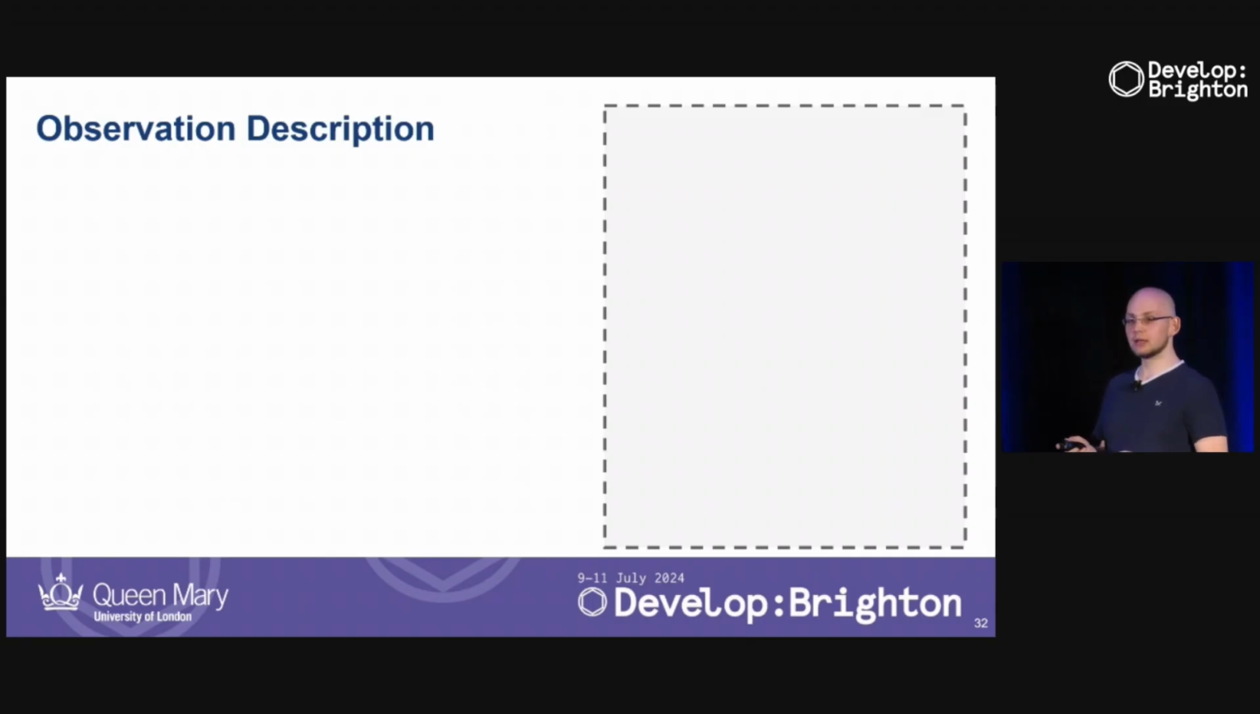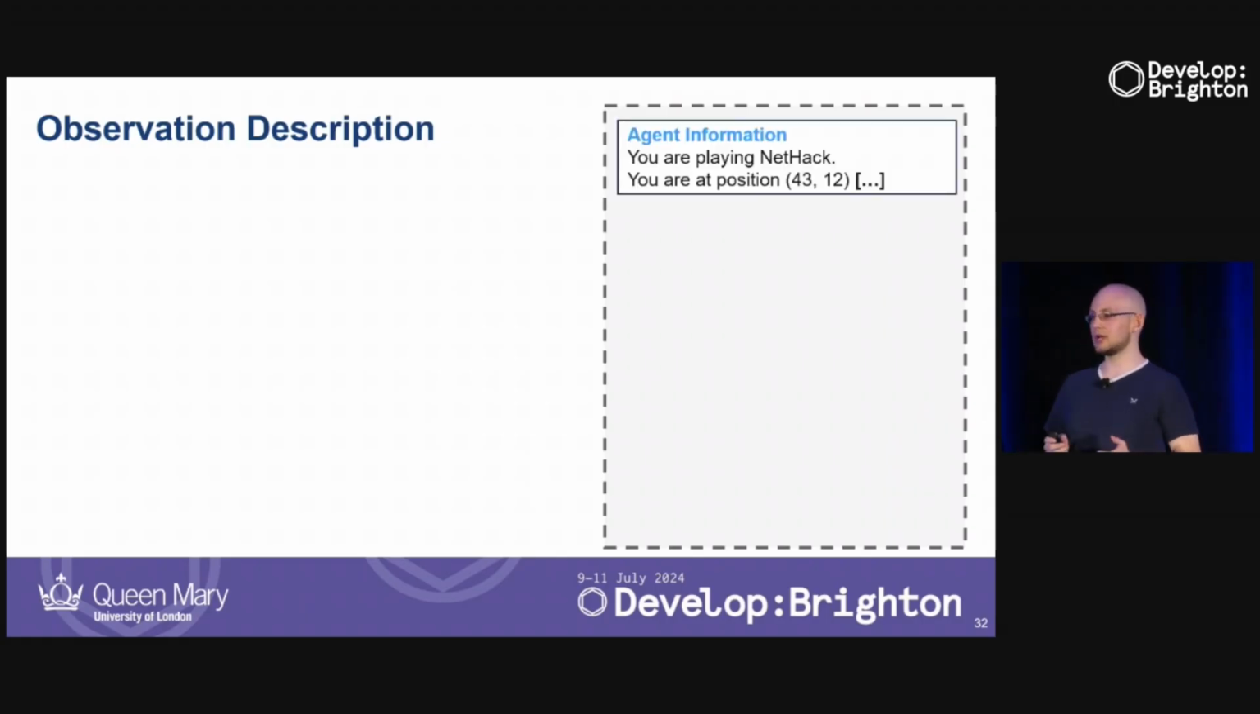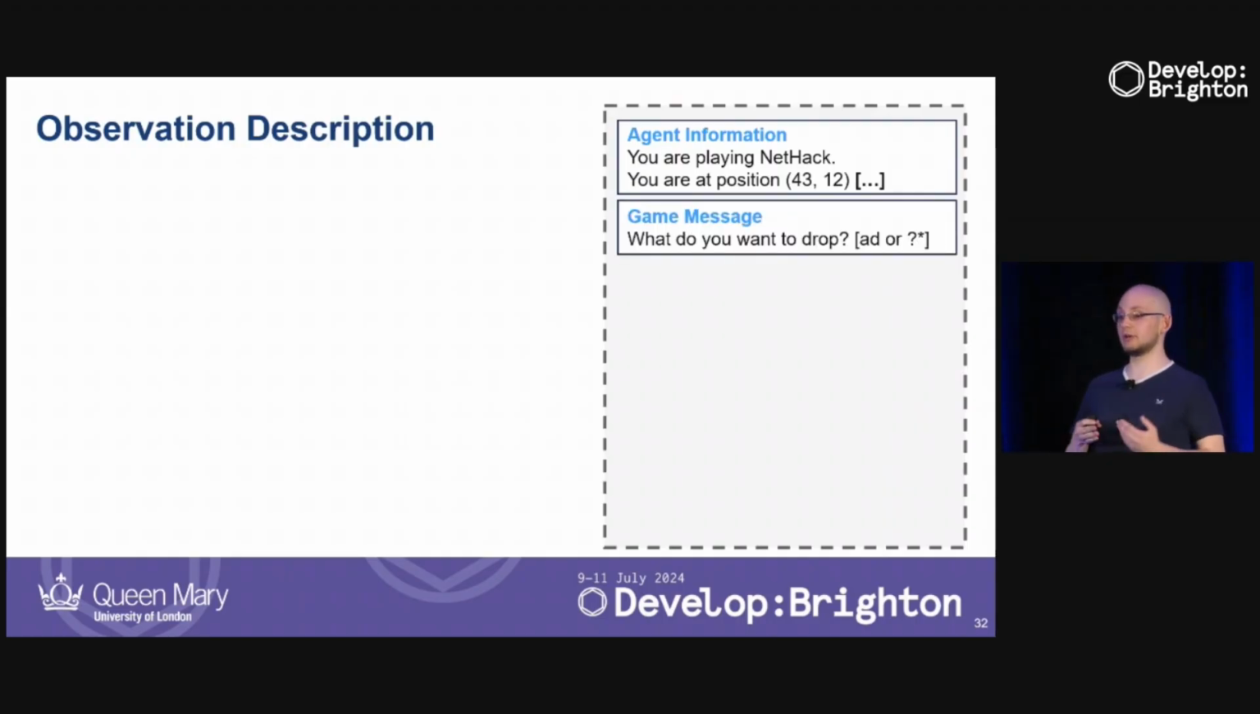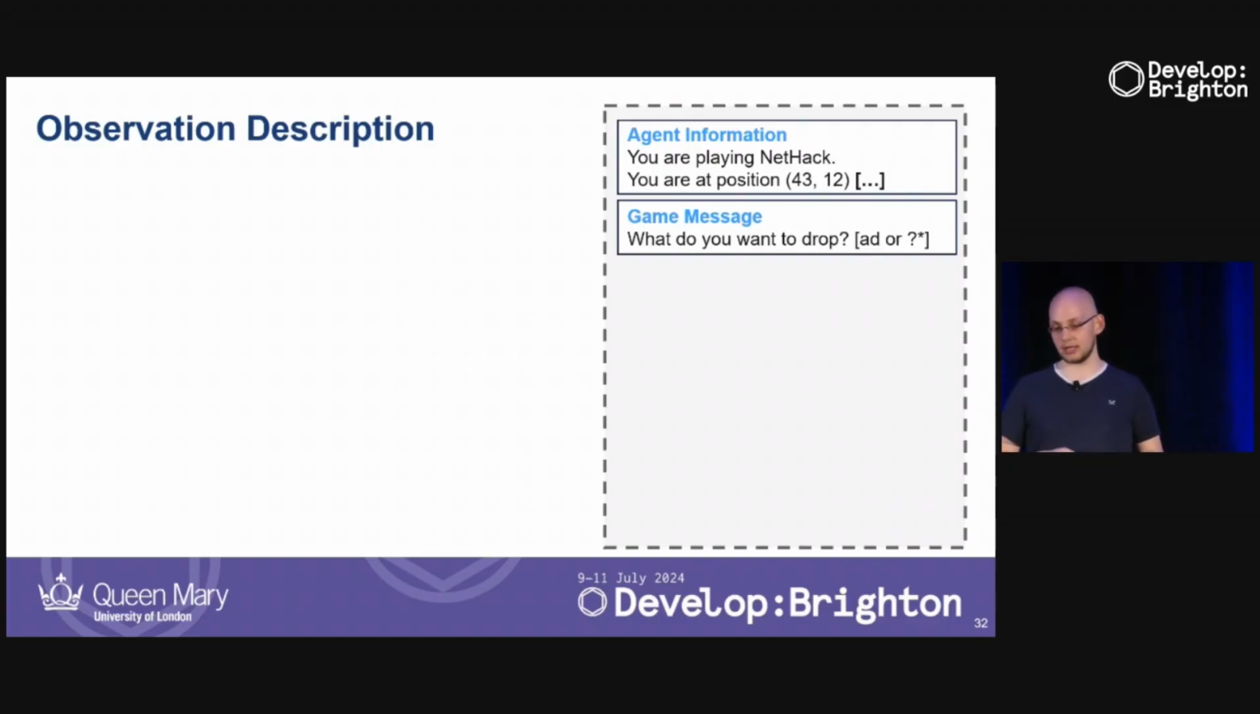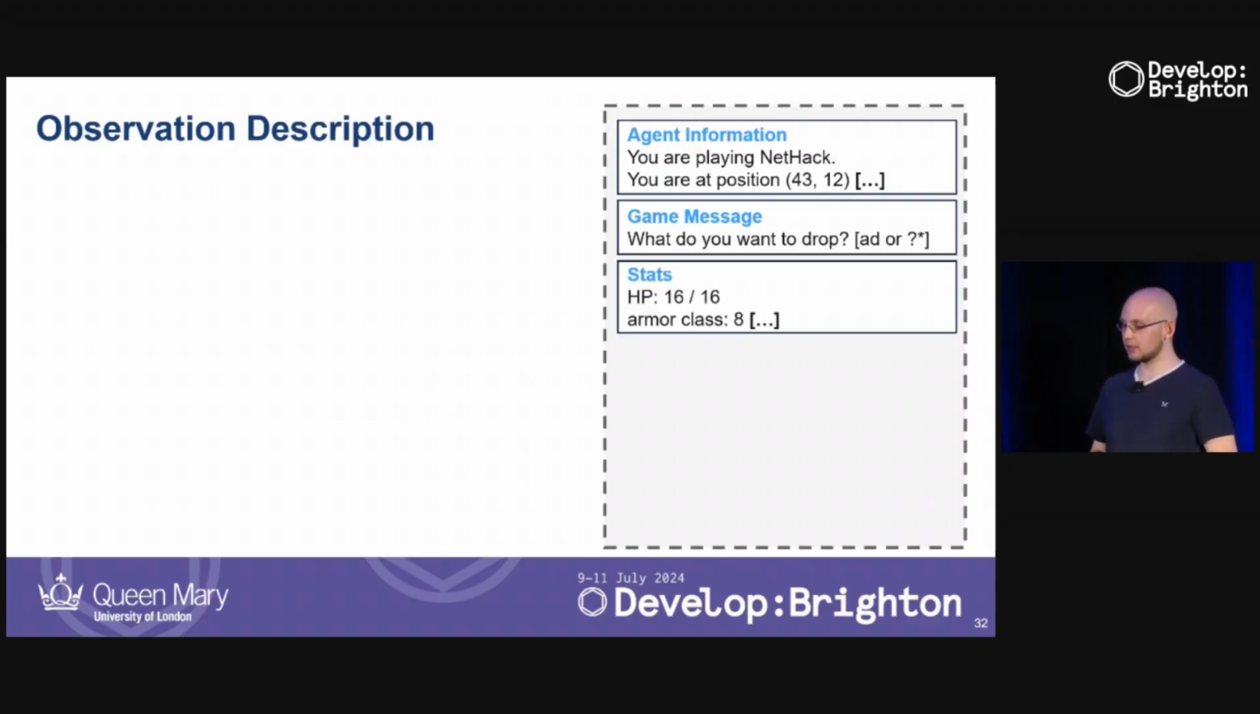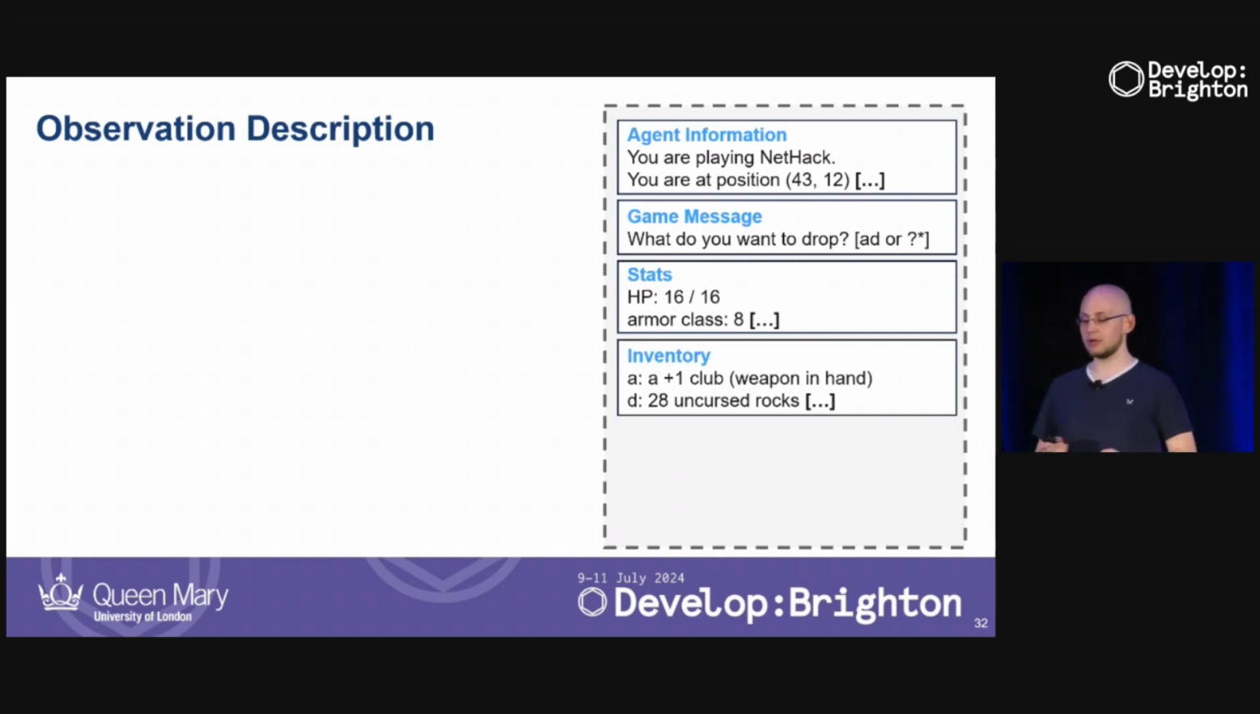Observation descriptions. Now, this can be a very tricky part depending on how complex your game is. For NetHack, there are a lot of parts that are easy to describe, such as general information, right? You're playing NetHack, you're at this position, and maybe some tips on how to play. Then, of course, NetHack generates game messages, which is very convenient. So we can just give the game messages to the LLM as input. We have stats, so we describe the stats to the large language model. And we have an inventory where we have a lot of different items that the language model has access to. So we also describe the inventory, which is also, again, just text.